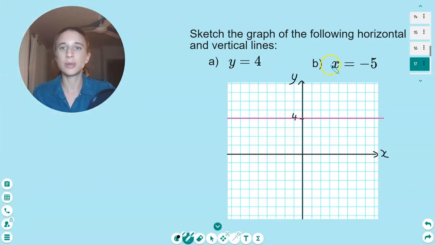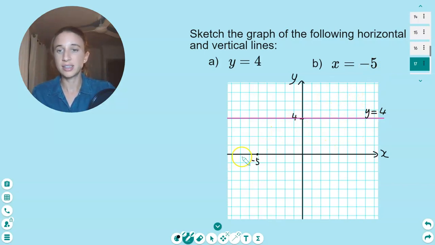So let's check out this one. That was the graph of y equals 4. What about the graph of x equals -5? It will lie on the x-axis, and I'm just going to mark in where -5 is. So 0, -1, -2, -3, -4, -5. And it's the opposite of what you think.